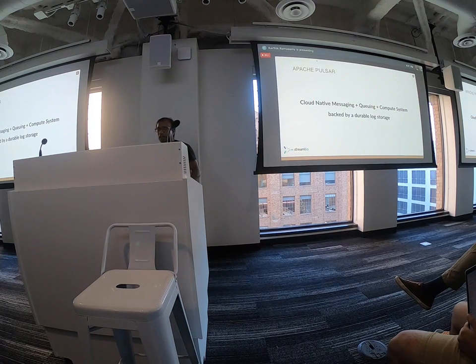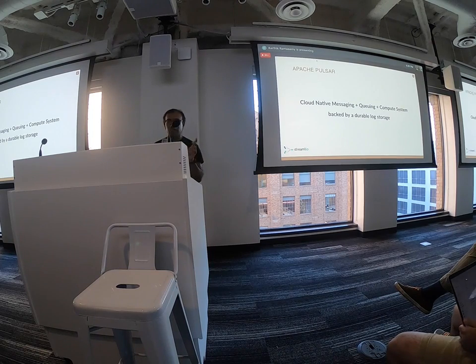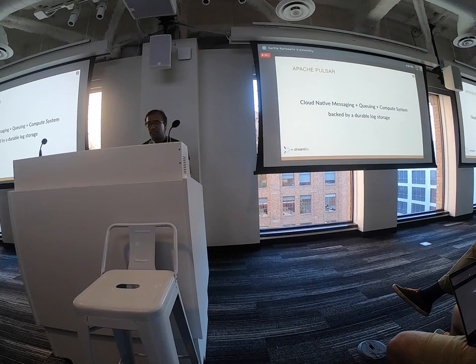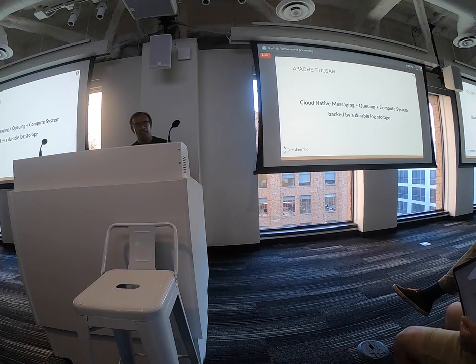So in a nutshell, I have a lot of slides, around 40 slides. I might go through it pretty quickly. If you have any questions, I will try to keep it at the end because we have a small demo as well, so that you have enough to see. In a nutshell, Apache Pulsar is a cloud-native messaging plus queuing plus compute system backed by a durable log storage. That is the simple nutshell of this thing. Now let me go through some of the definitions of what it means to be cloud-native, what is messaging and what is queuing, and of course everybody understands compute.